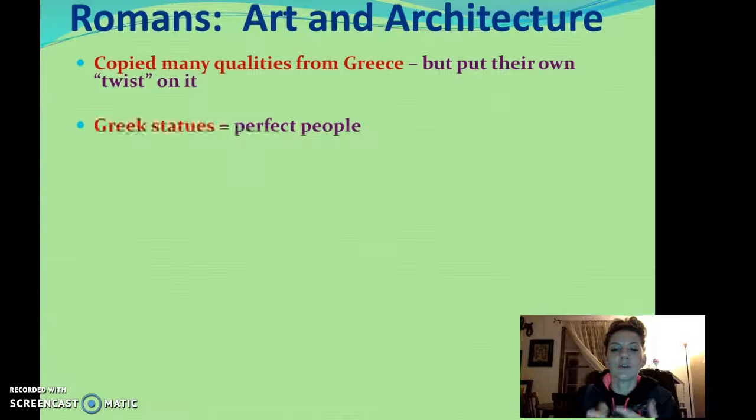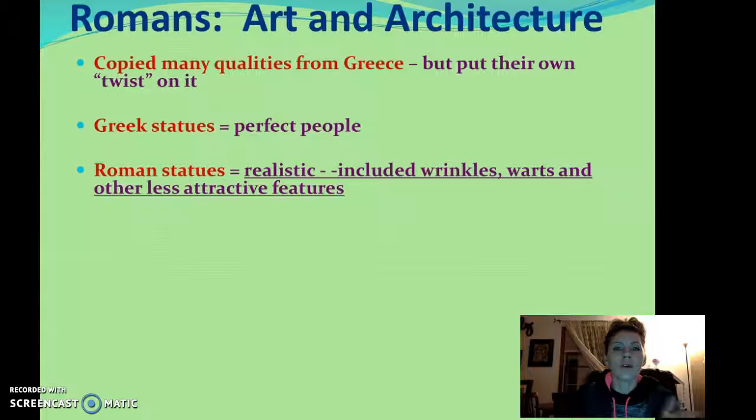In Greece, their statues were of perfect people, and if the person wasn't considered a perfect looking person, they were going to make them look perfect. So the king that's really short and maybe a little heavier set, they're going to make him 6'2" and super muscular. So we know that the statue and the real person didn't look the same. In Rome, they're going to make their statues realistic. They're going to add on the wrinkles and the warts and all the other features that we may consider unattractive, but at least the statue and the person they're creating look the same.